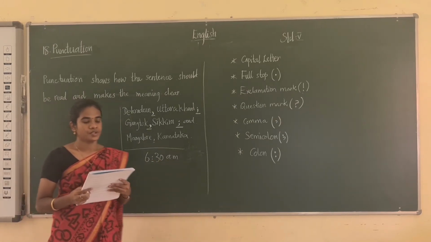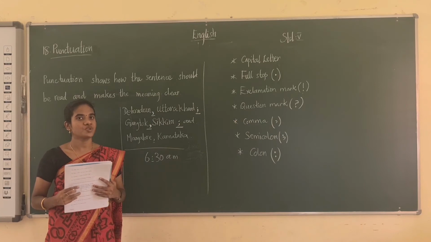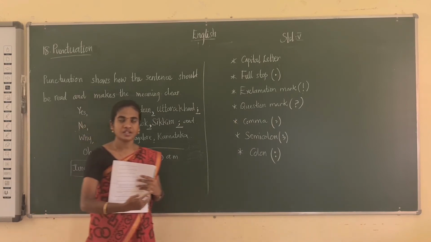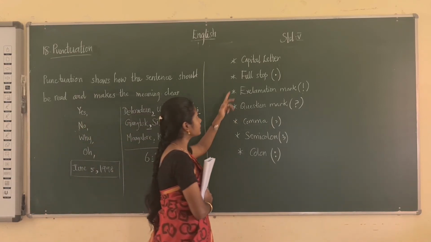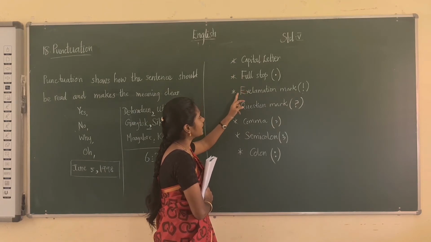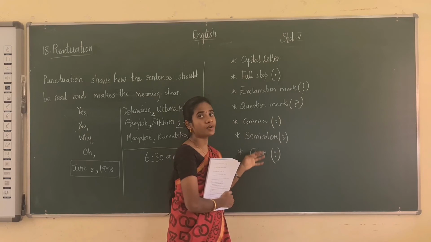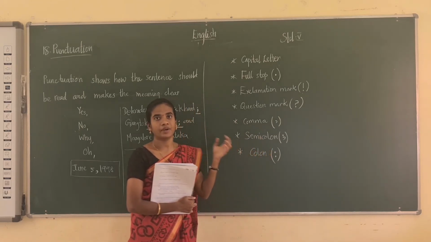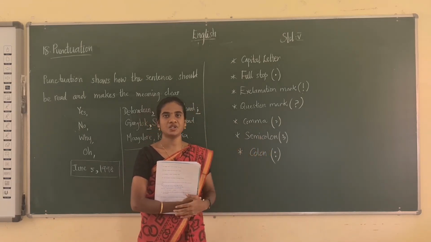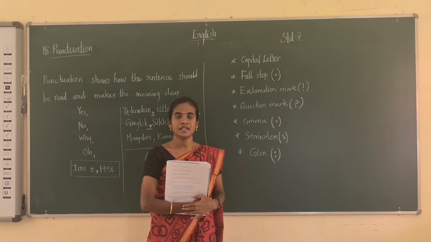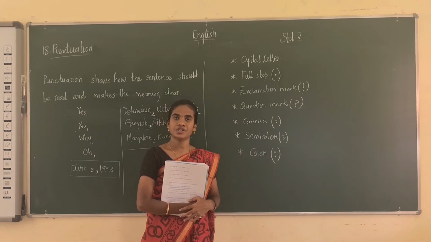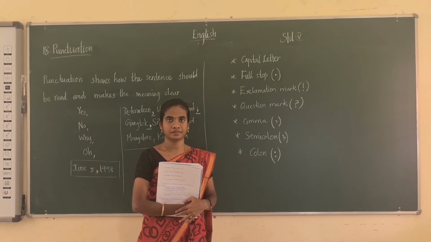Okay, so students, are you clear with the punctuation marks? So what are the punctuation marks we have learned today? That is capital letter, full stop, exclamation mark, question mark, comma, semicolon and colon. And also we have seen the function, okay, in which place we have to use these punctuation marks, like that we have discussed in this class. Now we shall do the book exercise.